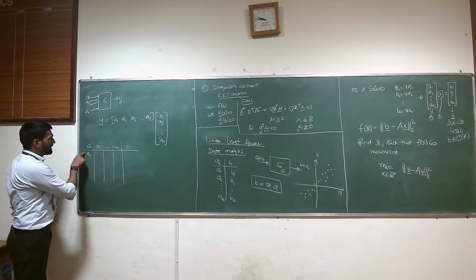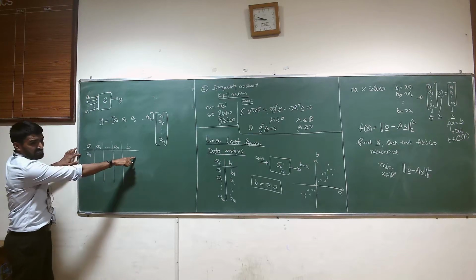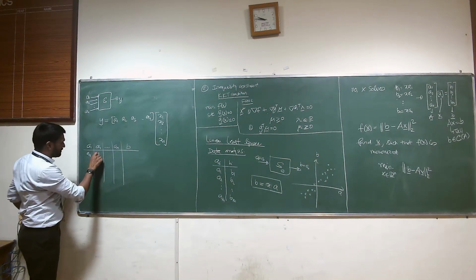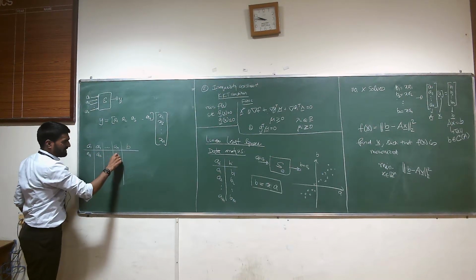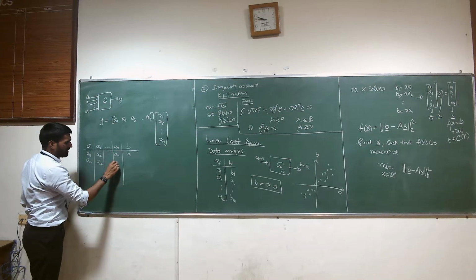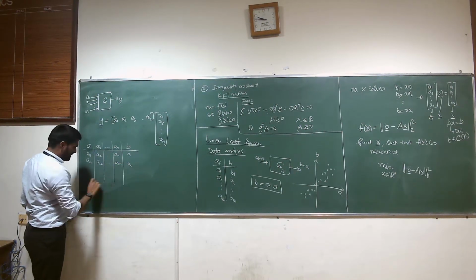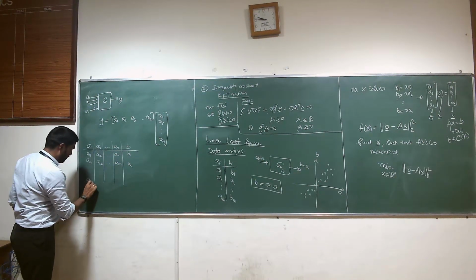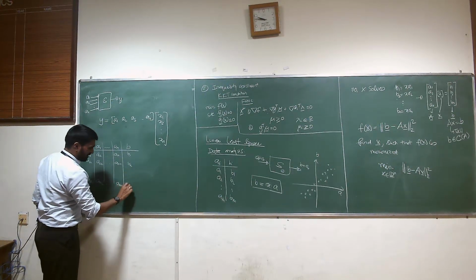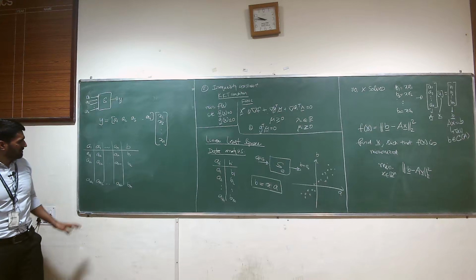You apply A11 as the input for the first experiment. You apply A11 here, A12, A13, and so on, up to A1n, and you get B1. You apply A21, A22, A2n, B2, and the last one is AM1, AM2, through AMn.